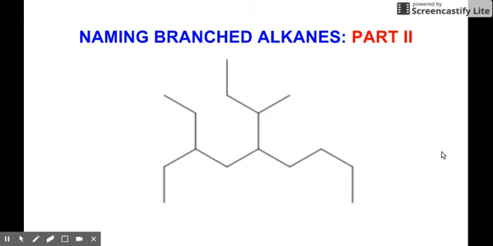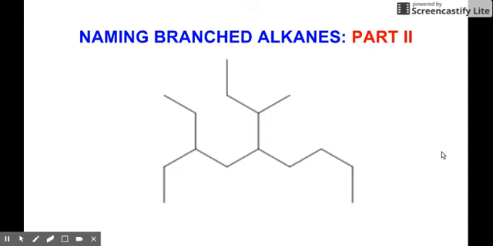Now remember, the point of naming your branch alkane is that you need to recognize what's your longest continuous chain, and that's going to be your parent chain, and that's going to be the basis for your parent's name. Second is you look into your substituents or your branches and you name them as alkyl groups, in which their names will just make use of the prefixes that we learned from the straight chain alkane.